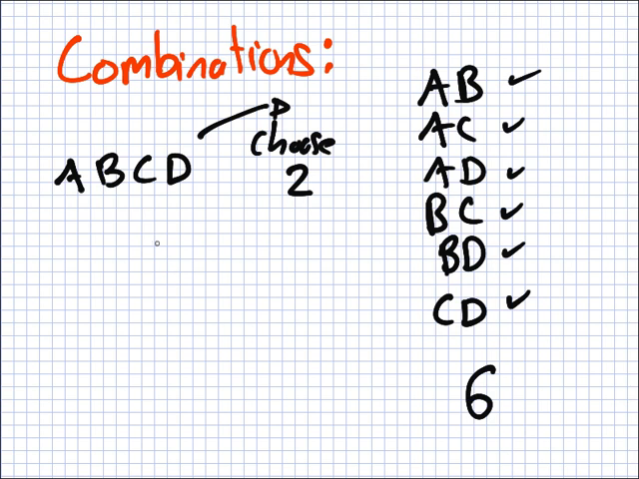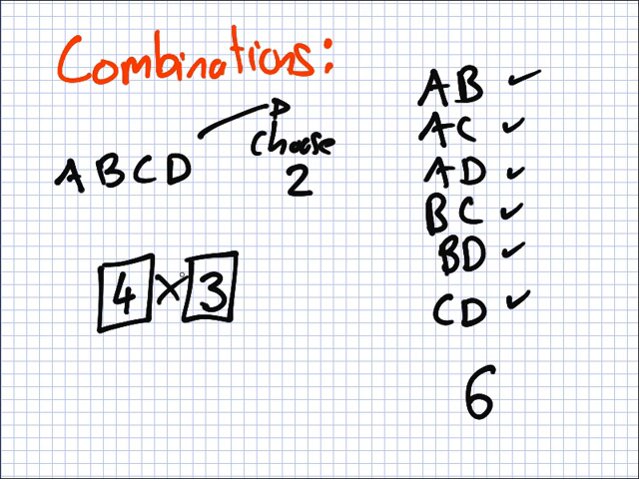If it was a permutation, how many would I have? Again, choosing 2. 12. If I was choosing 2, I'd have 4 times 3. I'd have 12. Okay? Yeah? So you can see that I have a much smaller number of possibilities now.